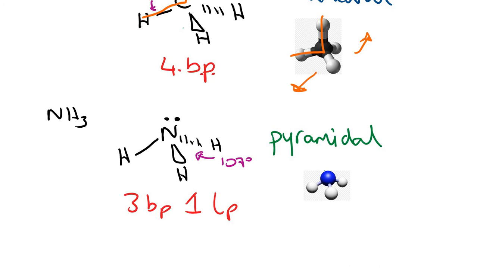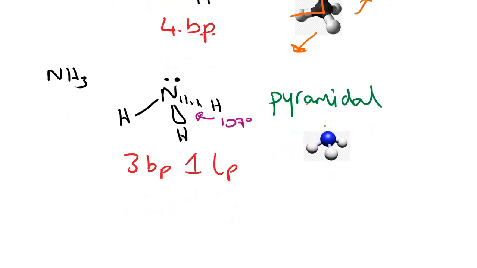Okay, and here's a ball and stick model of it. If the lone pair is sitting on top like that, it pushes those hydrogen atoms down. So what you end up with is something called a pyramidal shape. So that's with 3 bonding pairs of electrons and 1 lone pair of electrons. Next, we'll stick with 4 pairs of electrons, but we're going to go with 2 bonding pairs of electrons and 2 lone pairs of electrons.